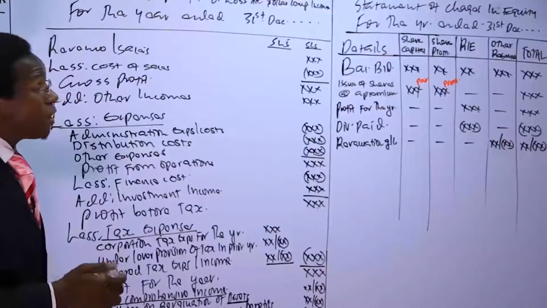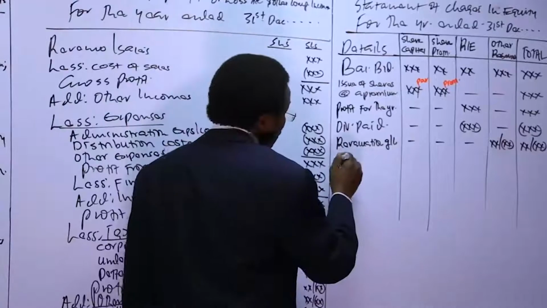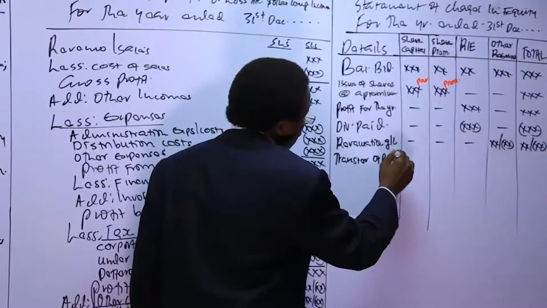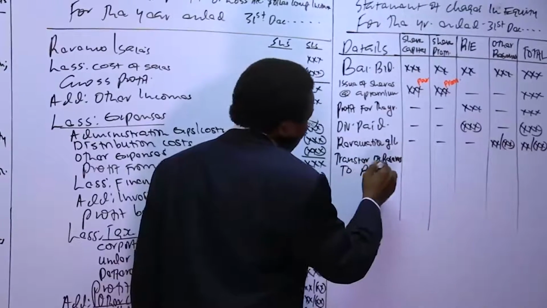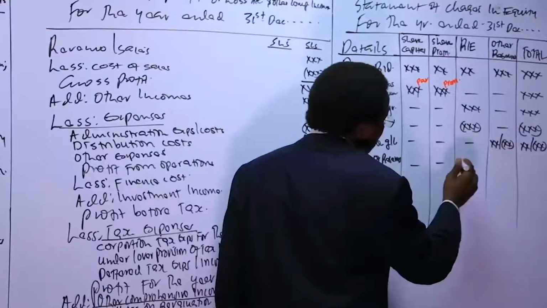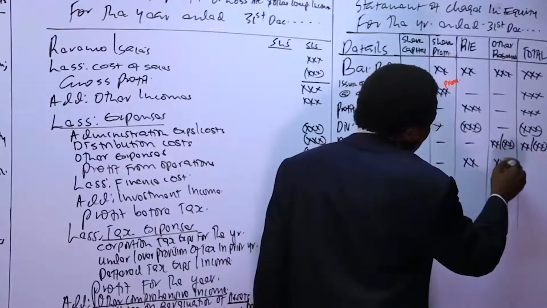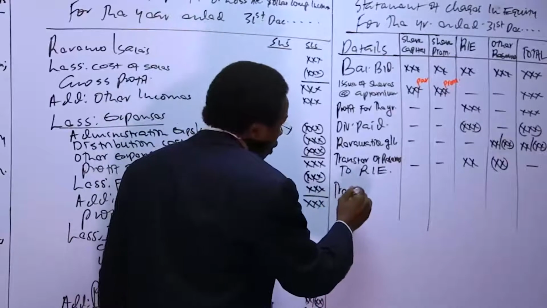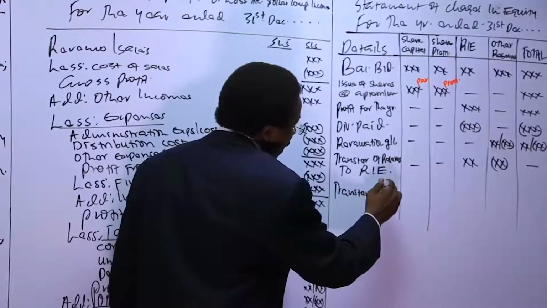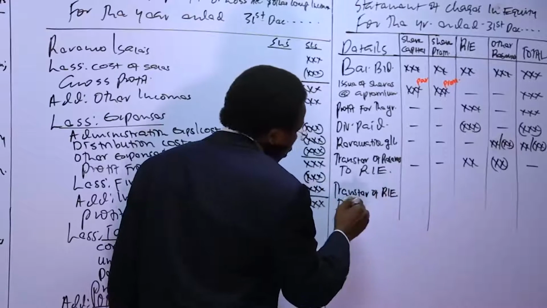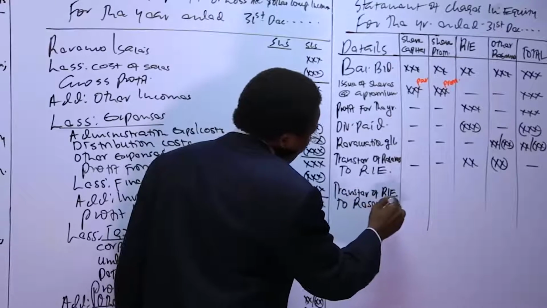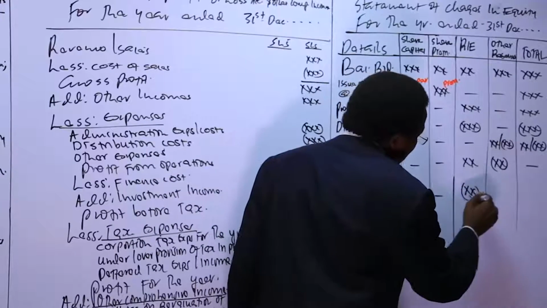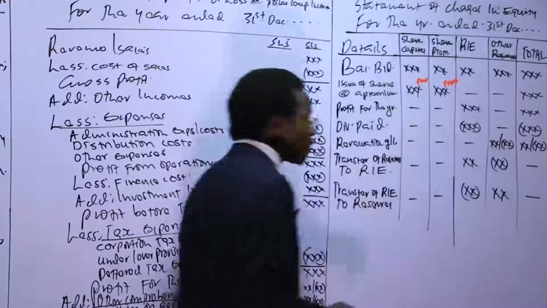Then we also have a transfer. We may have transfer of reserves to retained earnings. If we have transferred, we have reduced this, then that will be the order. But we may also have transfer of retained earnings to other reserves. If it's to other reserves, then we are going to reduce this and we increase our other reserves.